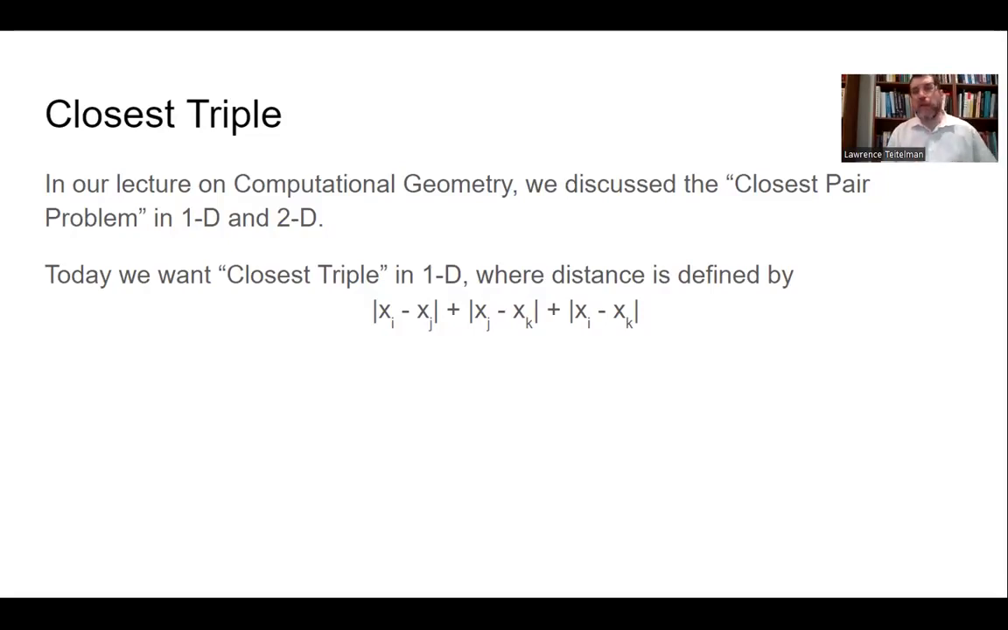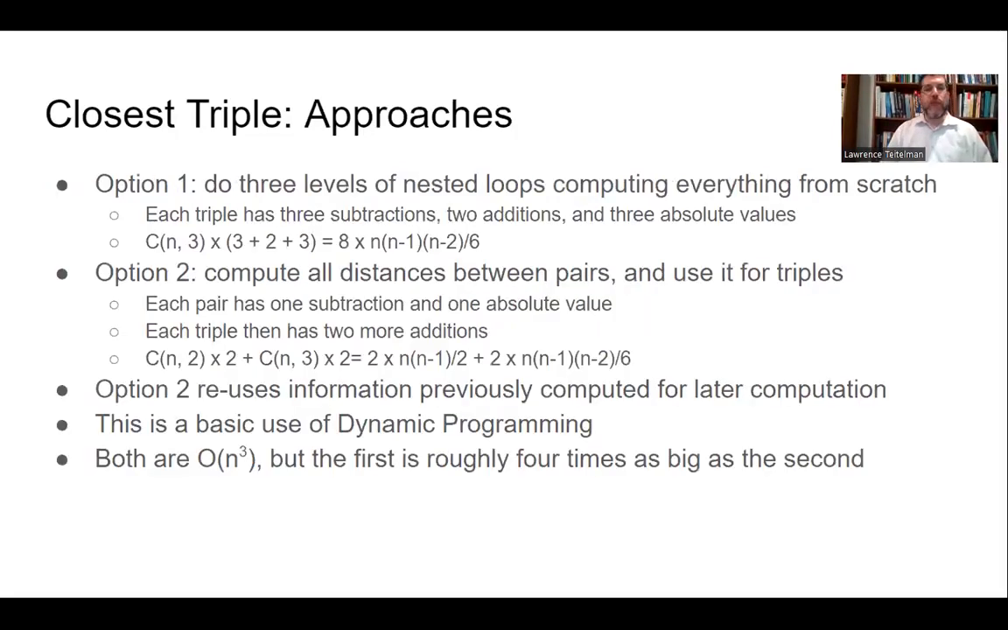O of n squared. Good. Now, once I have all the pairs, when I do my nested loop, and it's still going to be a nested loop, I can just refer to those differences I already calculated. So it's still going to be O of n cubed using this approach, but I am not redoing the same work. All right, so that's an example. Here is my option 1, do 3 levels of nested loops. I compute all the distances between the pairs, and then I use it for the triples, okay?